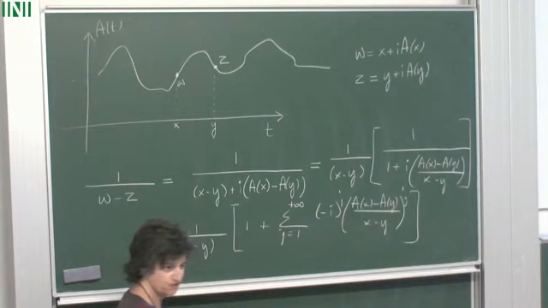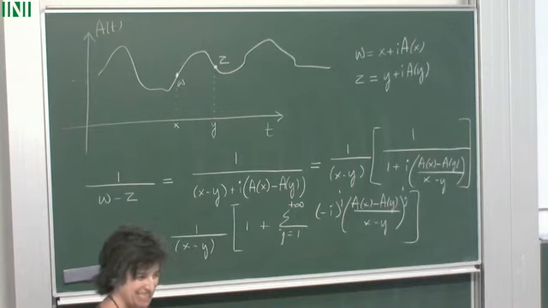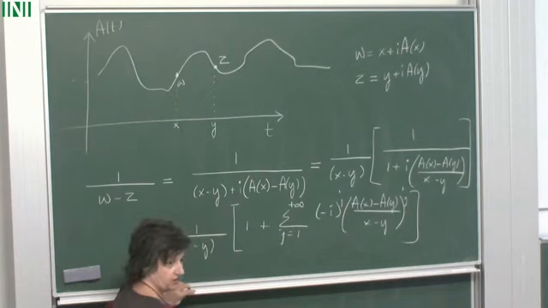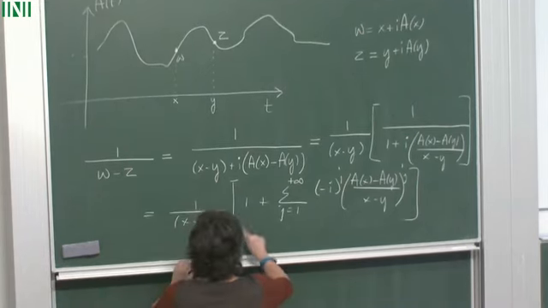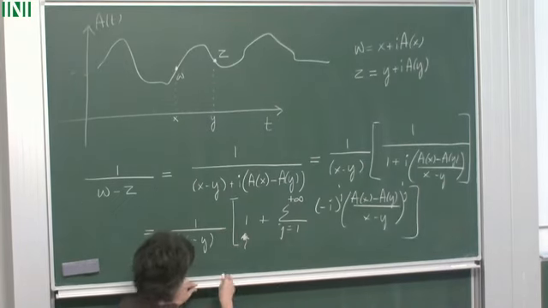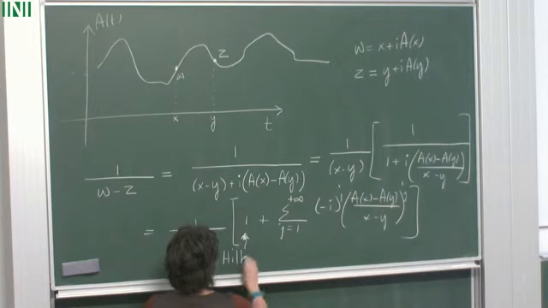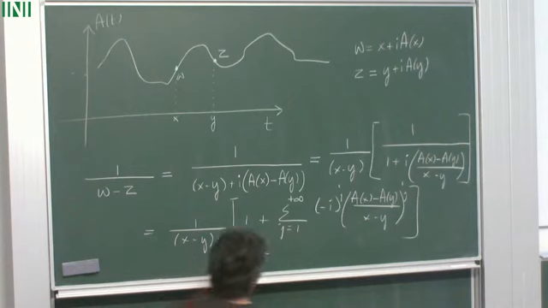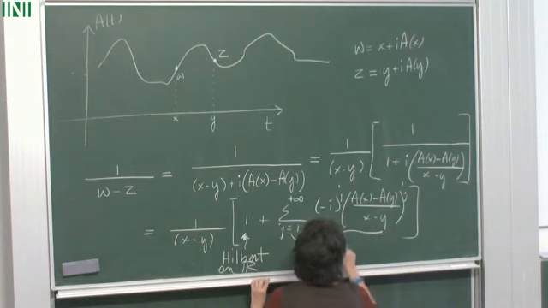Hopefully I haven't made any mistakes. So how am I going to interpret this? Remember, you have 1 over x minus y here. So this first term here is precisely the kernel of the Hilbert transform on the real line. And this is what I'm going to call an error.